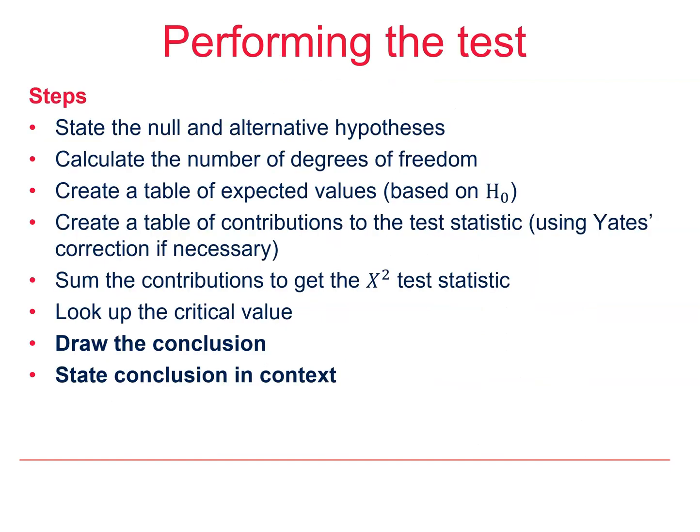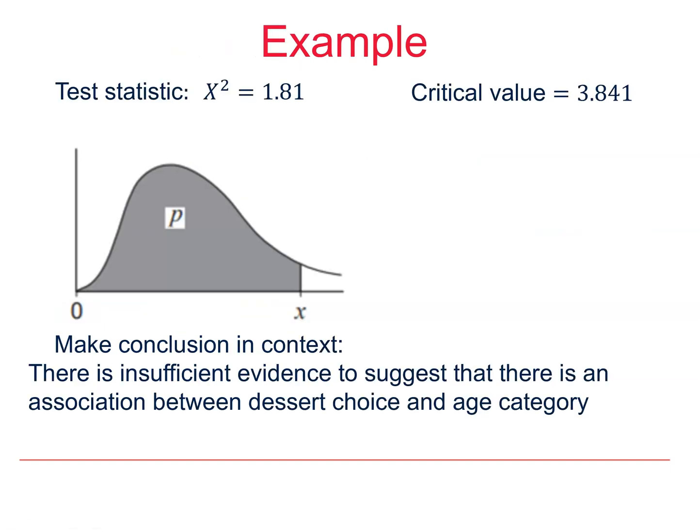Now we draw our conclusion and state it in context. OK, x squared is less than the critical value, so it's in the big shaded area. That means it's not significant, so we don't reject the null hypothesis. In context, we write, there is insufficient evidence to suggest that there is an association between dessert choice and age category.